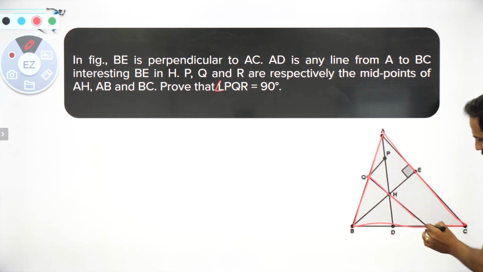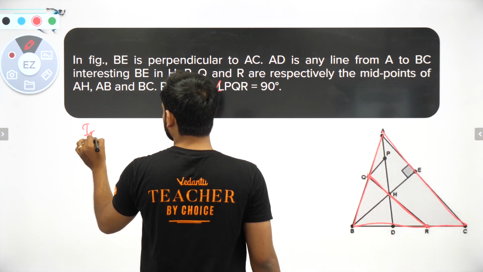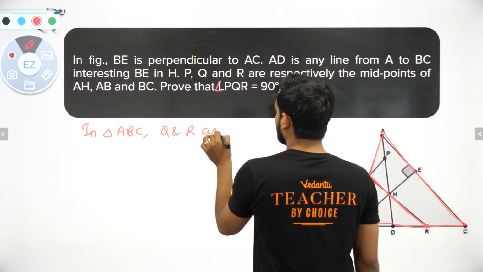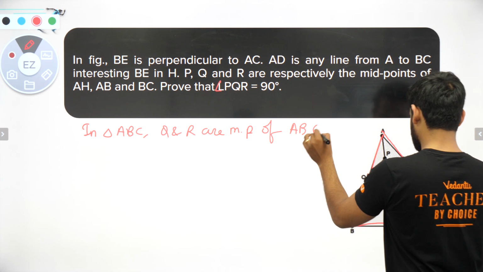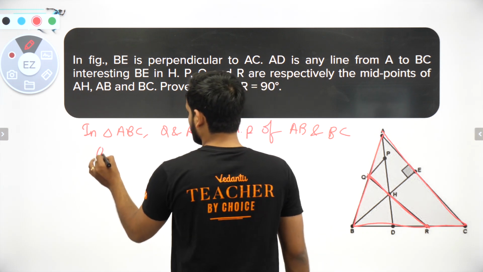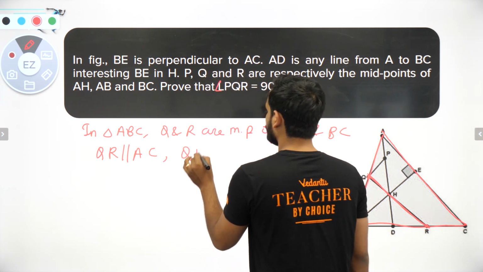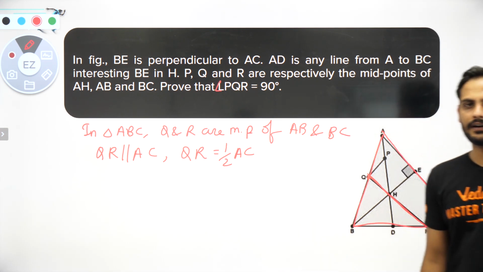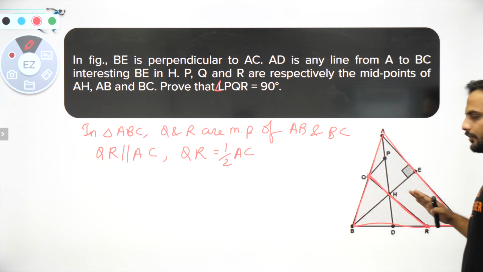In this whole triangle, Q and R are the midpoints. Right? So I can say, sir, in triangle ABC, Q and R are midpoints of AB and BC. So using MPT, I can say QR is parallel to AC and also QR is half of AC. But since I am using angles, the length of the side will not matter to me much. So the main thing I have got is QR is parallel to AC.